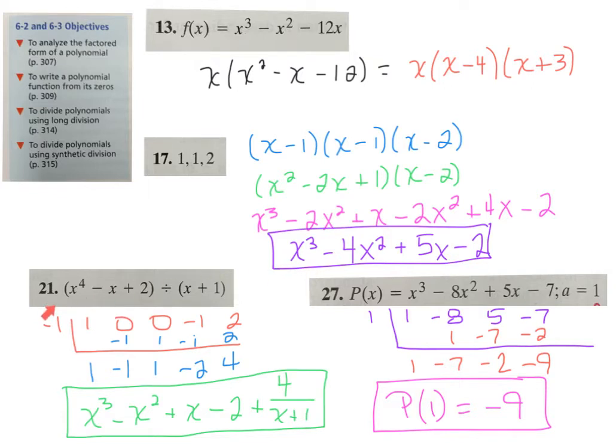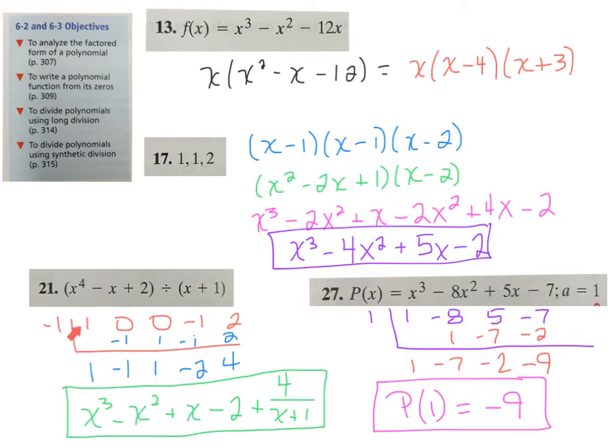For 21, divide, and I would not make you do both of them unless I specifically said divide this one using this way and that one using the other way. But this one I did synthetic. If you did long, that was fine. Either way, you started with 4. The degree of 4. My coefficient here was 1. And then I did not have a cubed. I did not have a squared, so I filled those in with zeros. My exponent of 1 had a coefficient of -1, and then my constant was a 2.